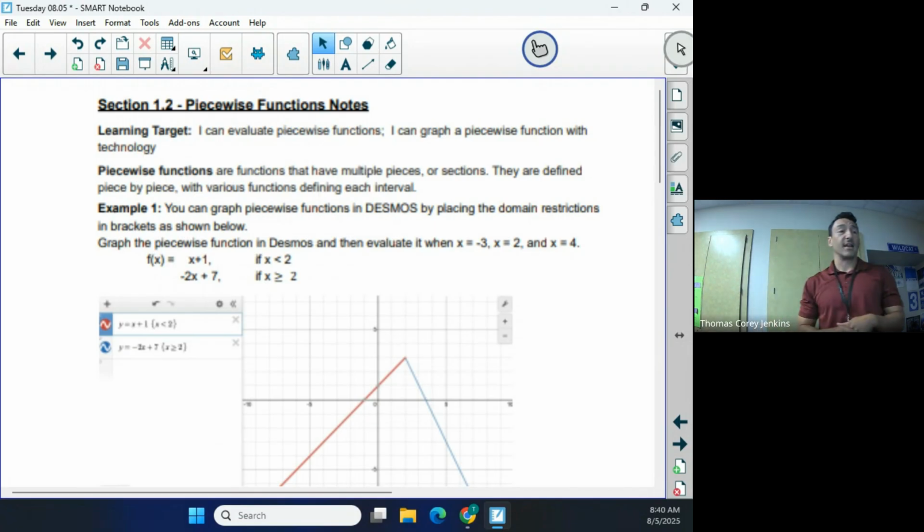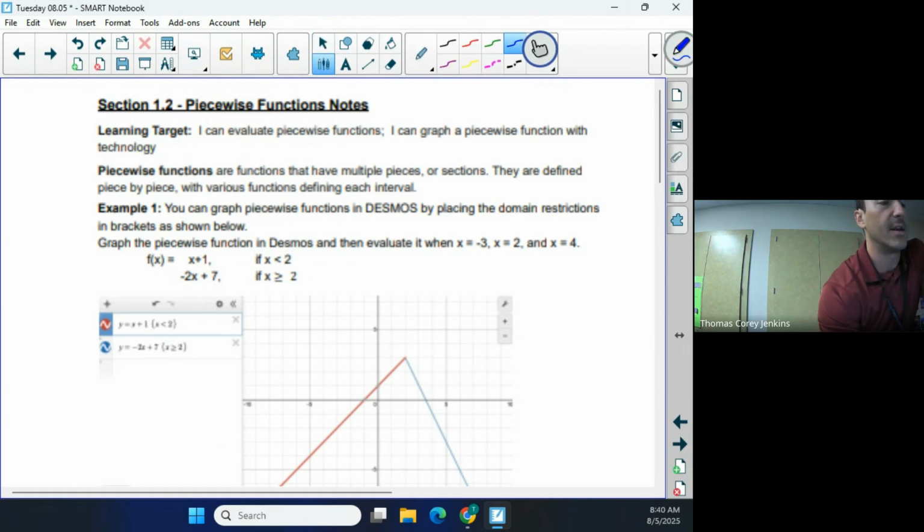On example 1, let's read the definition here. What is a piecewise function? Piecewise functions are functions that have multiple pieces or sections. They are defined piece by piece with various functions defining each interval. So for example 1, our pieces are defined by y equals x plus 1 and y equals 2x plus 7. And then we also have a given domain for each piece.